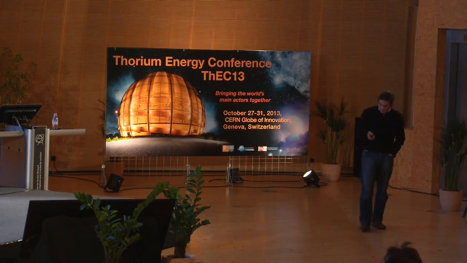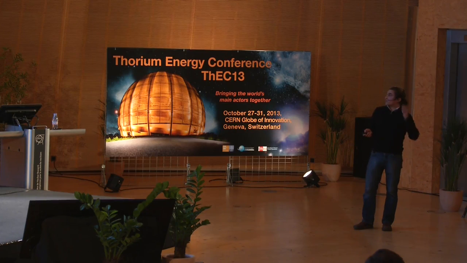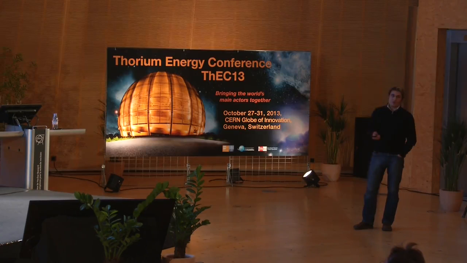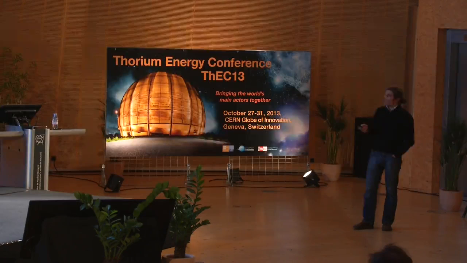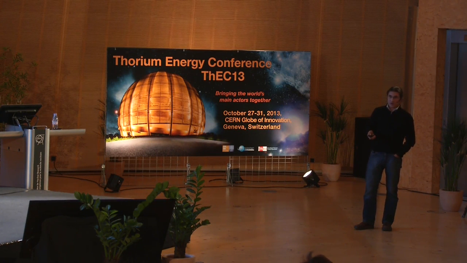So redundancy in the MYRRHA LINAC, how does it work, what is the strategy? First of all, for the injector, the idea is that every element in the injector is unique. You cannot use one element in the injector to compensate for the failure of another one. So the idea is to make a compact injector and to have 2 injectors. And if you detect a failure in the first injector, then you have a spare one, and you have to switch from one injector to the other in less than 3 seconds.